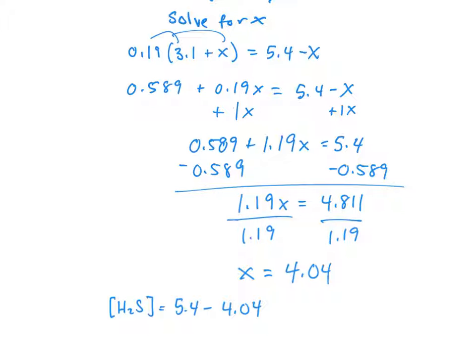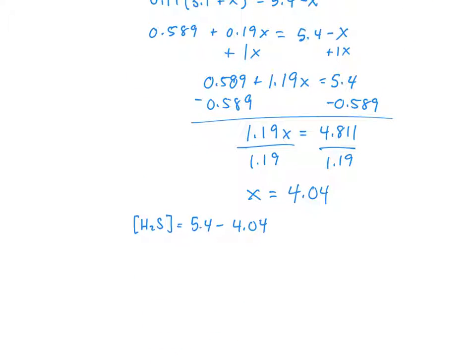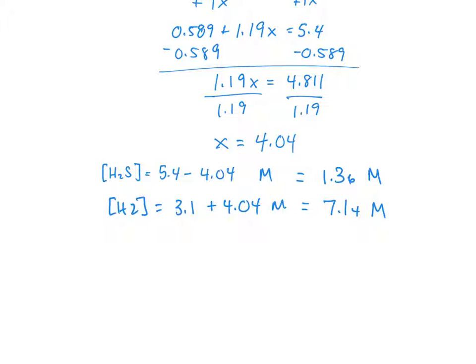And then we plug our value of x back into what we have at equilibrium from our ICE table. So for H2S, it's 5.4 minus 4.04. And for H2, it is 3.1 plus 4.04. And we'll end up with, for H2S, 1.3 with a small 6, and for H2, 7.1 with a small 4. So the small numbers are trying to show that it's not a significant digit, but I left them there because you can go back and check your work now.